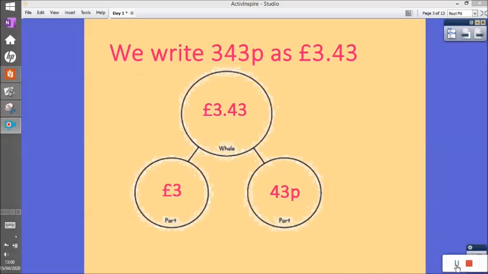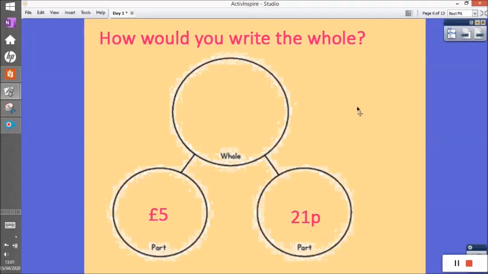Brilliant. So thinking about the fact that 100 pence equals £1, we would write 343 pence as £3.43. So £3.43 is our whole, and we can split that into £3 and 43 pence, or we could write it as 343 pence, okay? So thinking about that, how would you write the whole for this one? Pause me while you think about it and then come back and we will discuss it.